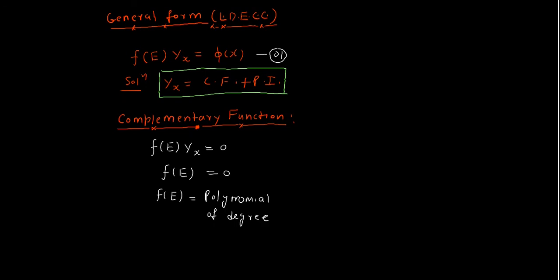So, as we know, according to the fundamental theorem of algebra, if there is a polynomial of degree n, then there exist exactly n roots. We write this one as equation number 2 and this one as equation number 3. If we solve f(E) equal to 0, which is a polynomial of degree n, it has exactly n roots. Suppose these roots are E1, E2, E3, up to En. There are exactly n roots.